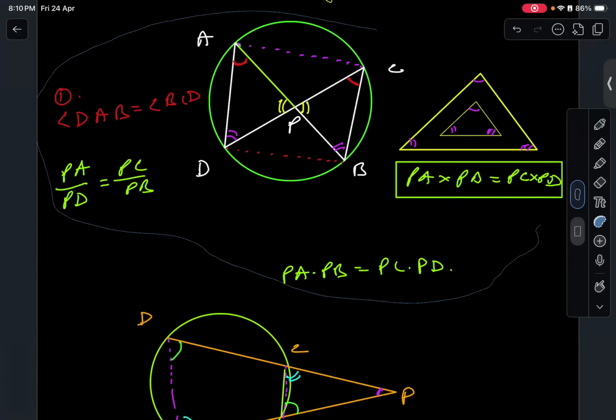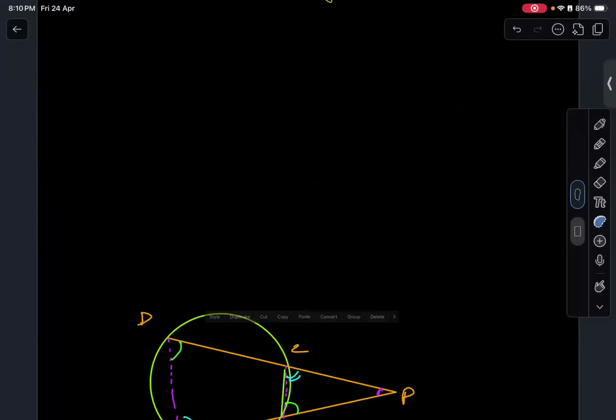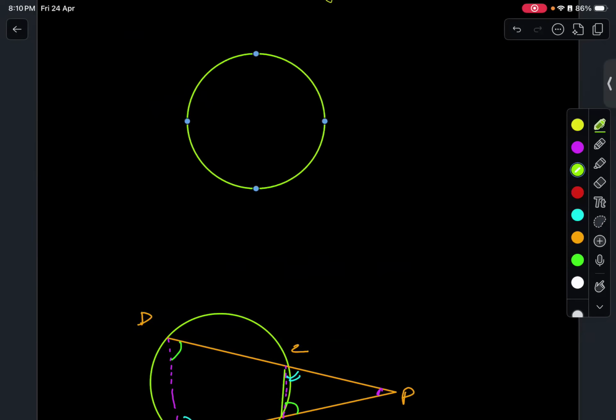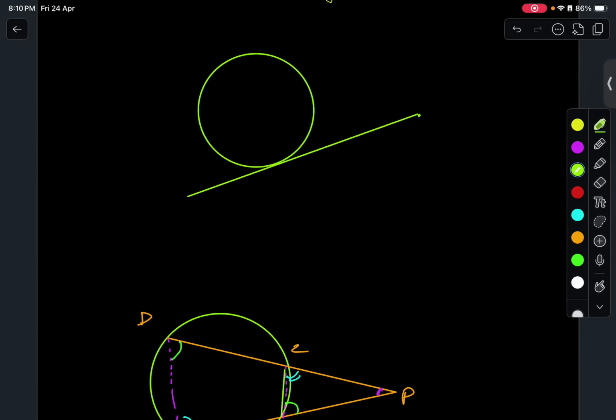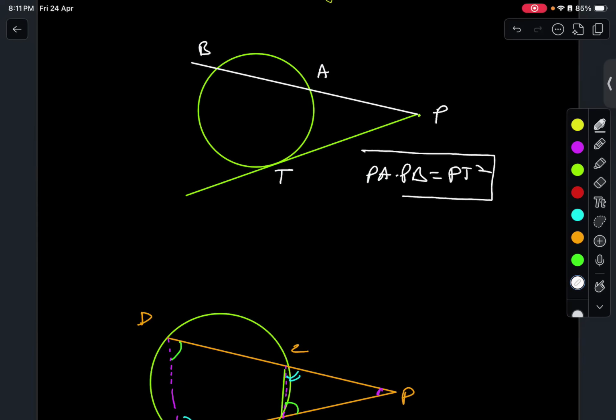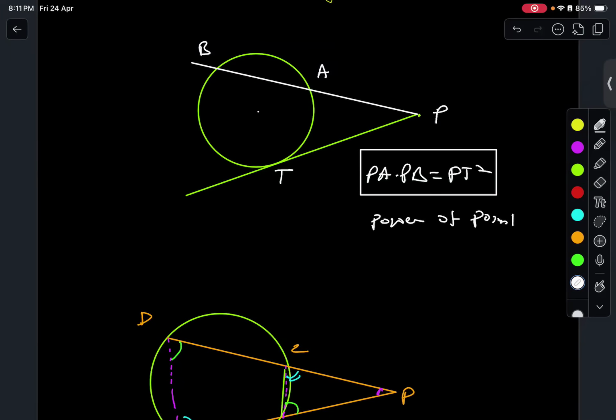And the most important one, the formula. Everything is important, but just I'm into that. From any point P, this is a tangent line, and let this be P A B T. PA into PB is equal to PT square. Power of point. Very important, right? This is called power of point.